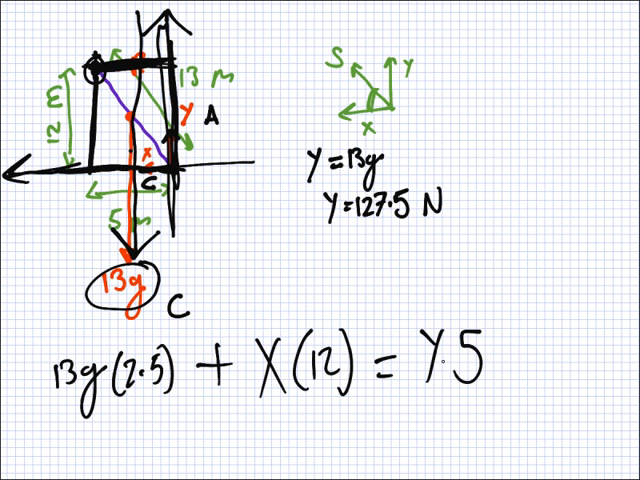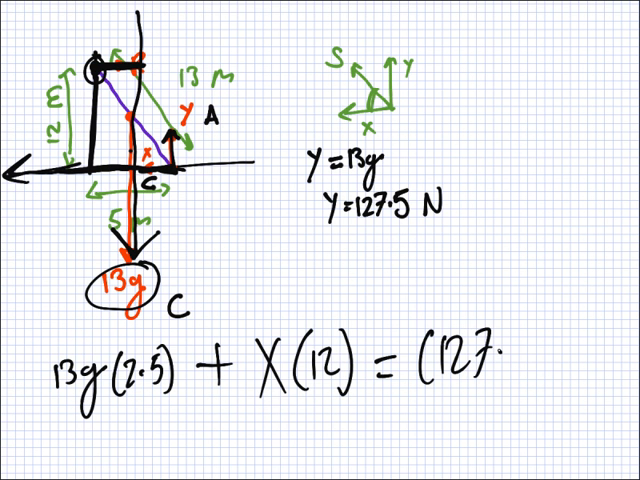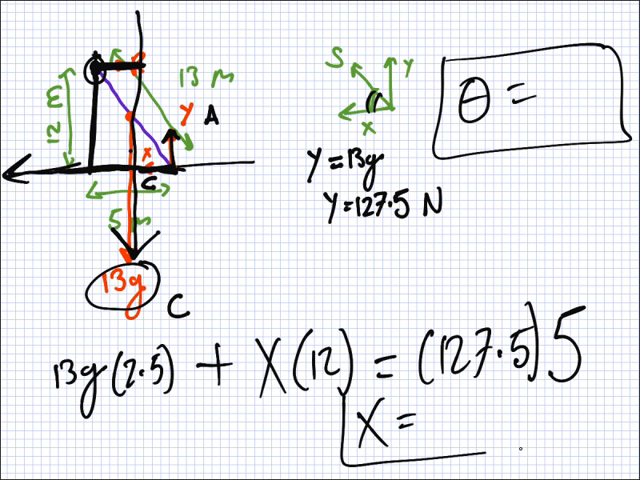But do we know the y? Yeah. It's 127.5 times 5. So, can you get the x? Yes. And now that you know the x, can you get the theta here? Yes. So I need you to get me both, please.